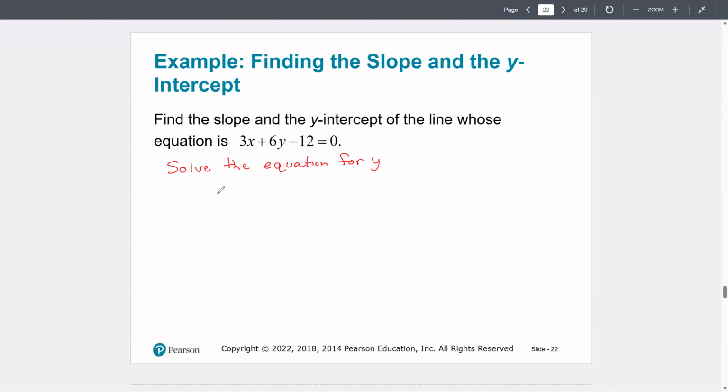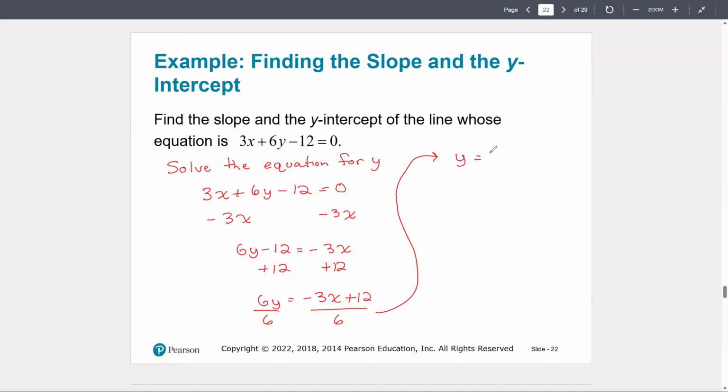So solve the equation for y: we have 3x plus 6y minus 12 equals 0. We can do this step by step. So let's move the 3x. If I subtract 3x from both sides, I'll have 6y minus 12 equals minus 3x. Then I can add the 12 to both sides, and I'm going to get 6y equals negative 3x plus 12, because these are not like terms, I can't combine them. Then the last thing I need to do is divide by 6.